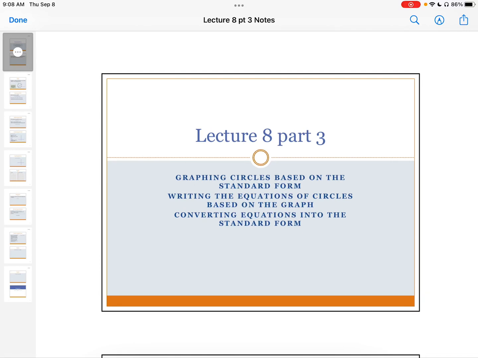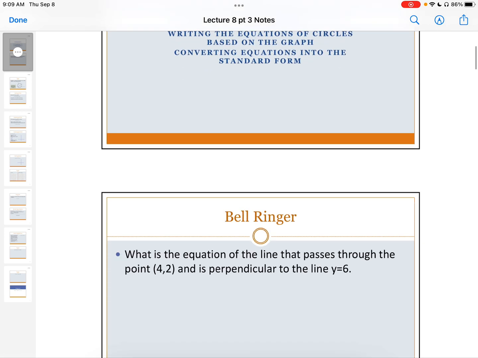Lecture 8, Part 3, we're going to talk about graphing circles, and we're going to be using the standard form, which you guys have seen before. We're also going to do the flip side of that, where you've got circles, and then you need to write the equation of them. And then we're going to do something really fun, and we'll save this for the last video there, but we will be converting equations into the standard form. So that last part there is something new that you guys have not seen yet.